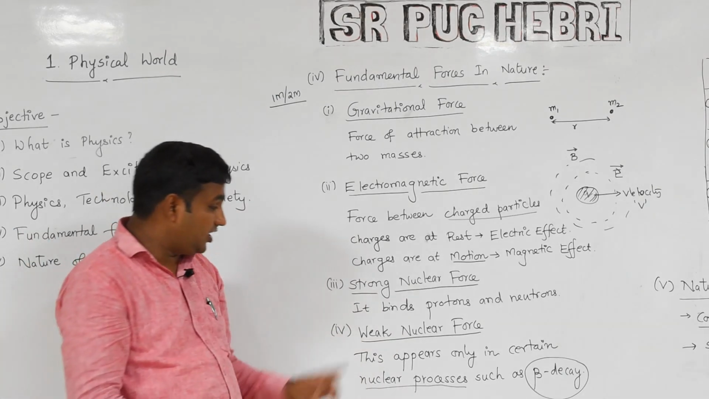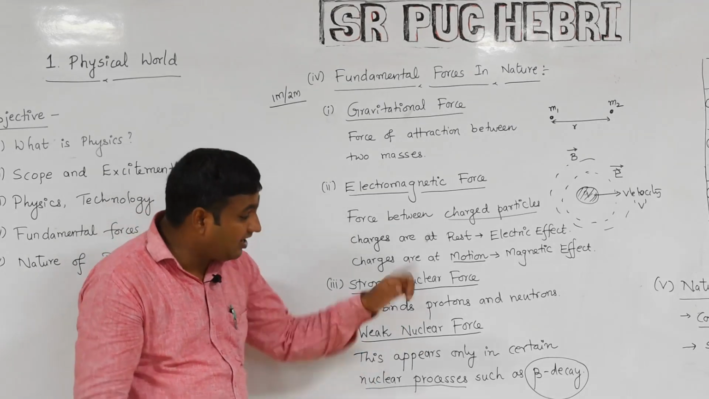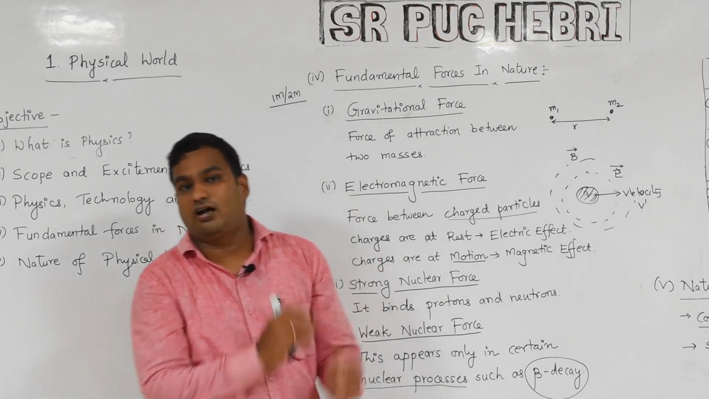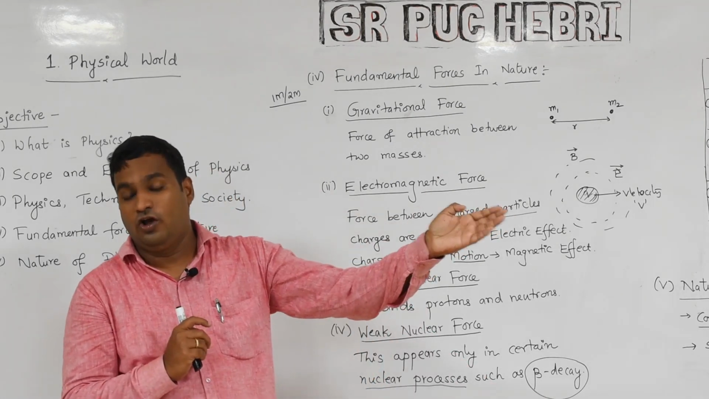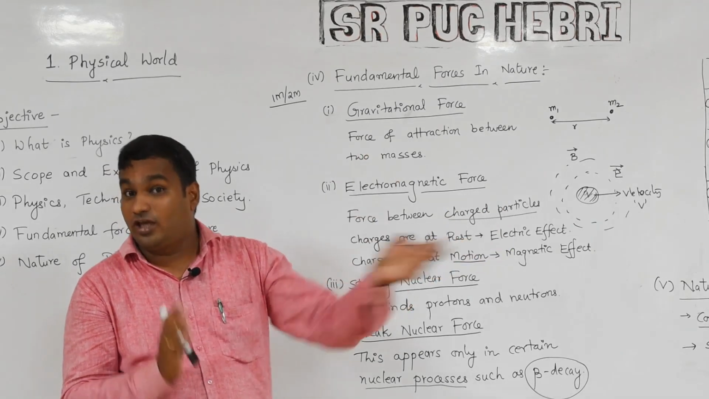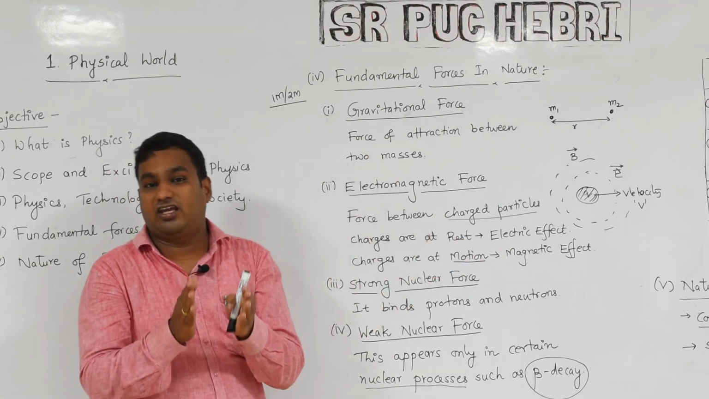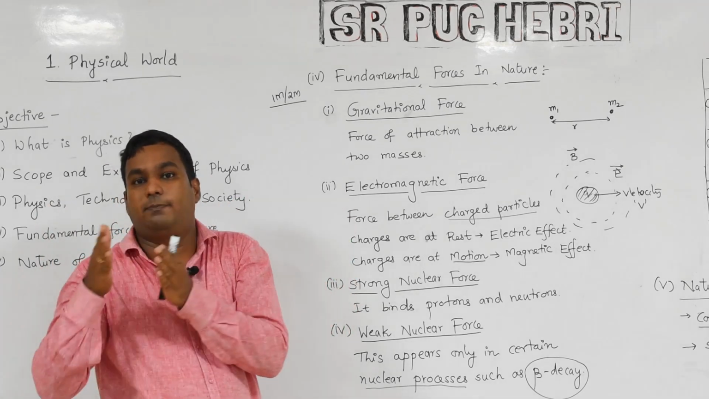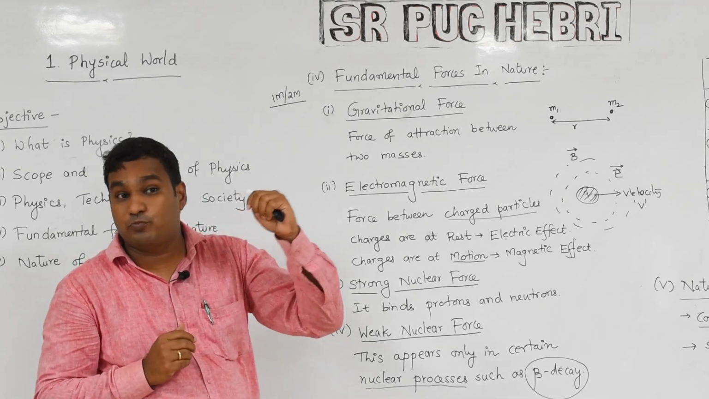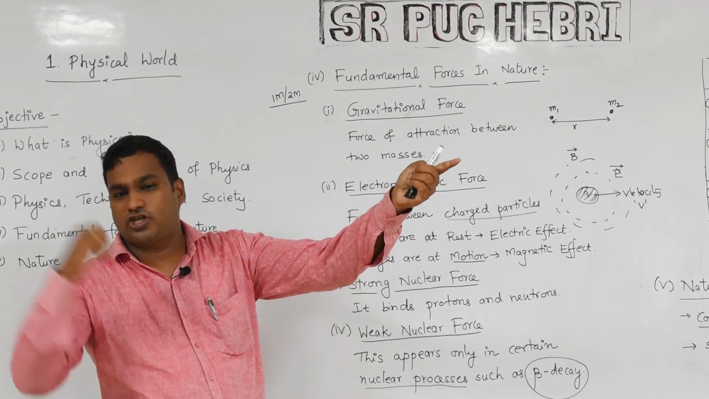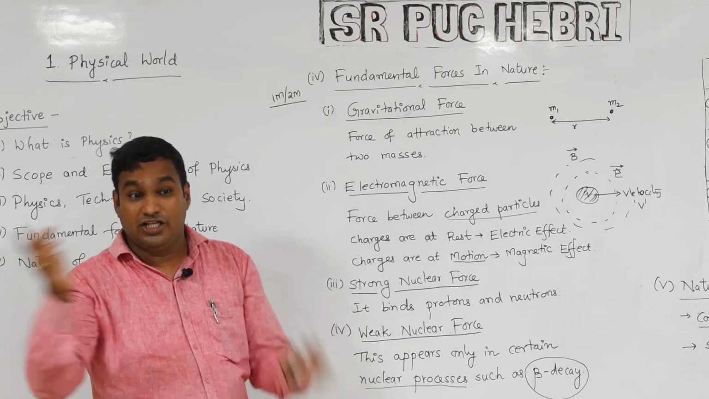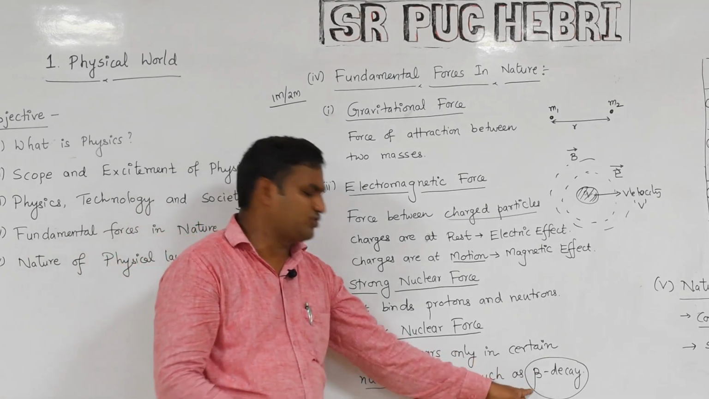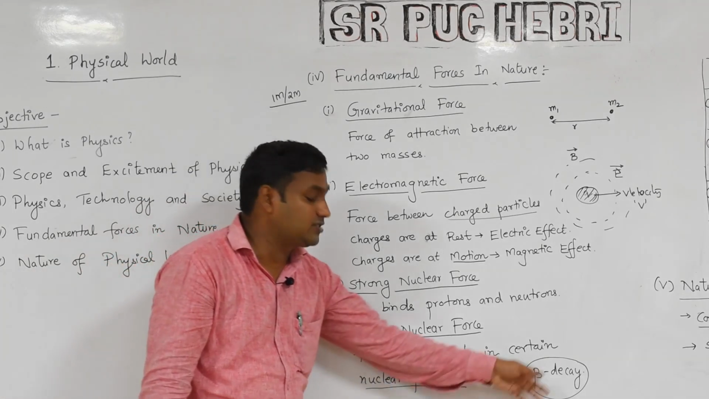Especially, the weak nuclear force arises due to a process called beta decay. Here beta decay is nothing but the emission of an electron, or the emission of a positron. Keep two points in your mind. Beta decay involves two important processes: one is called beta plus and the other is called beta minus. Due to emission of a positron we call it beta plus. Due to emission of an electron we call it beta minus. That's why this weak nuclear force arises during a nuclear process such as beta decay.